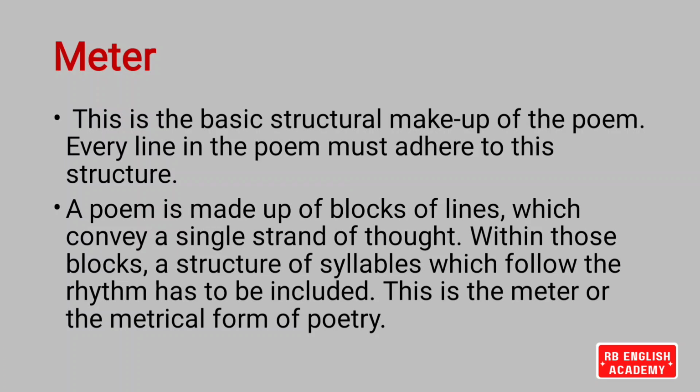For example, if we take Thiruvalluvar's Thirukkural, the first line will have 4 words and the second line will have 3 words. So there will be some name for these meters. A poem is made up of blocks of lines which convey a single strand of thought. Within those blocks, a structure of syllables which follow the rhythm has to be included. This is the meter or the metrical form of poetry.